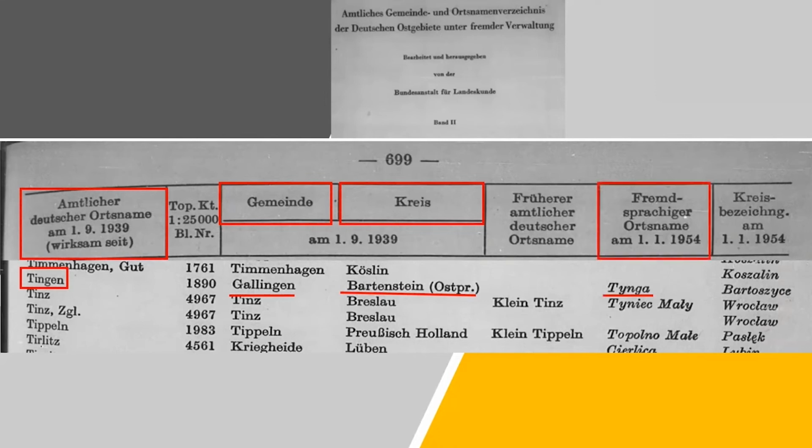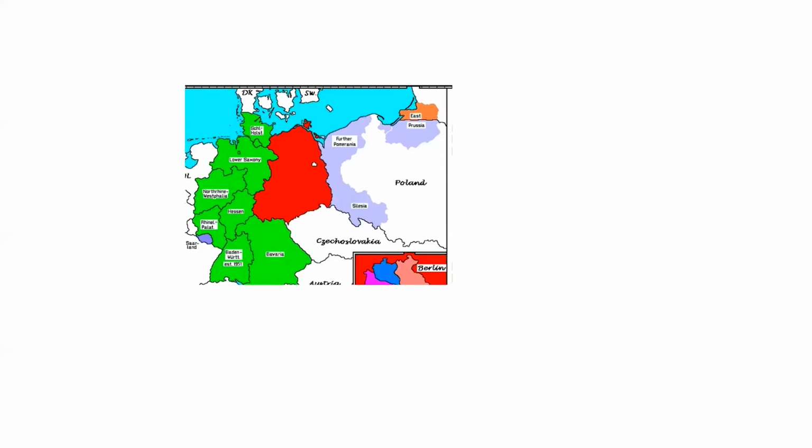The sixth column shows the foreign name for Tingen is Tinga, T-Y-N-G-A. The last column gives the foreign name of the district that Tinga belongs to, which is the Polish name for Bartenstein. The last resource for determining foreign locality names pertains to an area in the Prussian province of East Preußen that went to Russia after World War II.